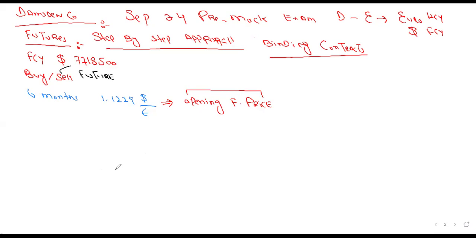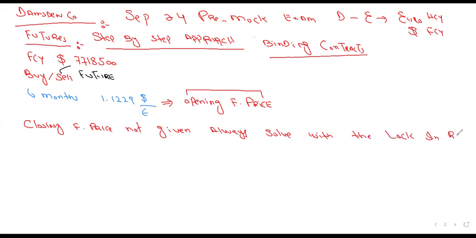So remember, guys, if in the currency question the closing future price is not given, always go with the lock-in rate. That is a very important point, because in the interest rate question, when the closing future price is not given, we will compute it. But in the case of the currency question, when the closing future price is not given, you will solve the question with the lock-in rate.